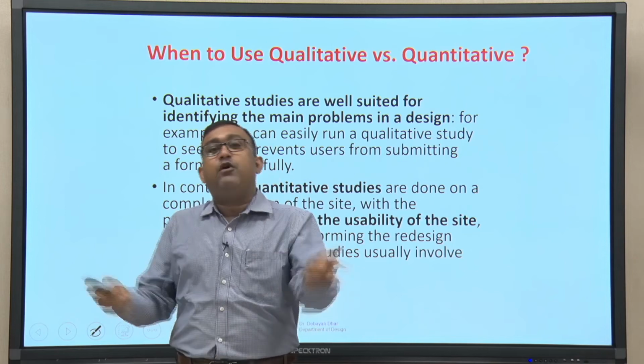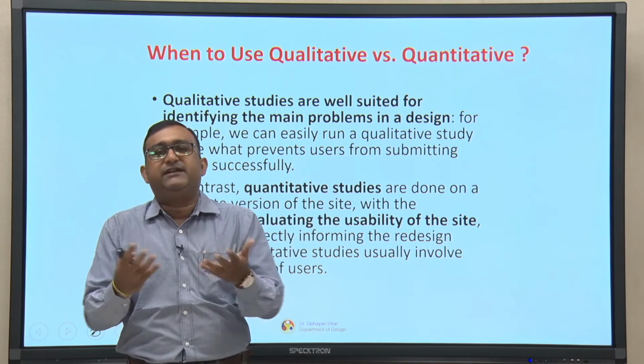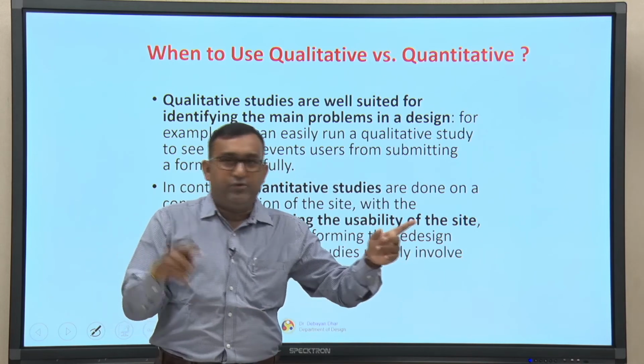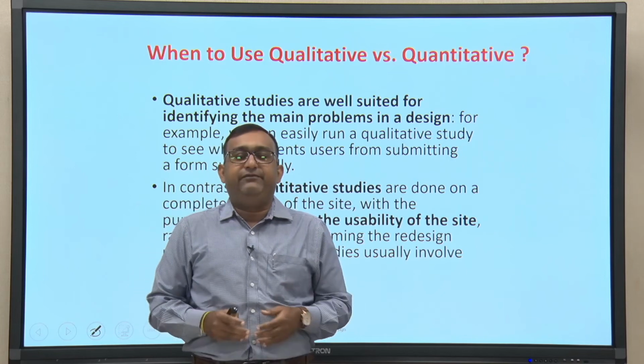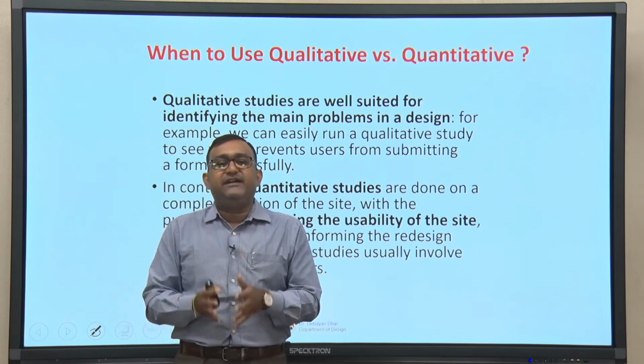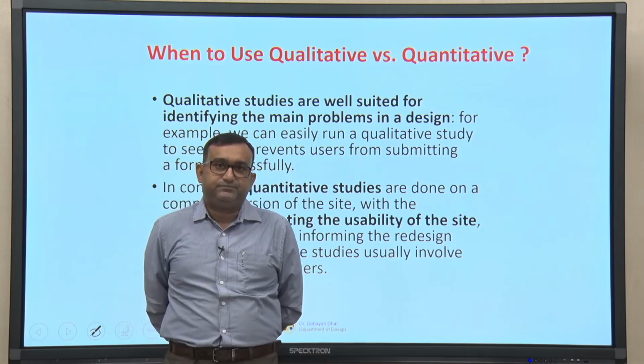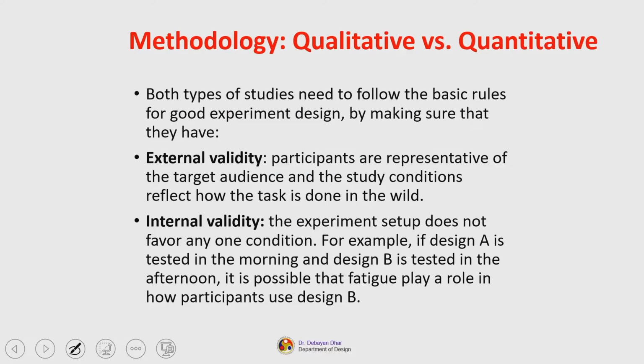And in order to inform the designer about this significant improvement from the old to the new, you need quantitative data. So, quantitative studies usually involve a large number of users. Both types of these studies, be it quantitative or qualitative, need to follow basic rules for good experiment design by making sure that your studies are externally valid and internally valid.